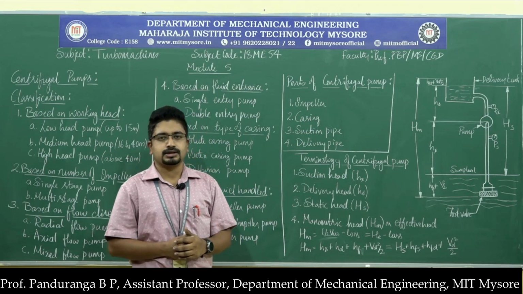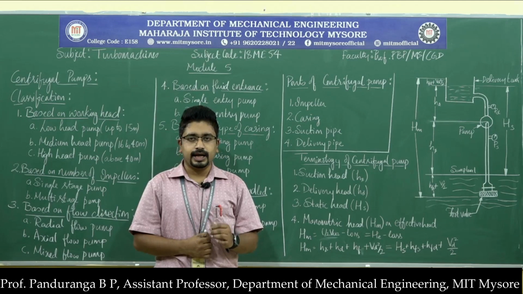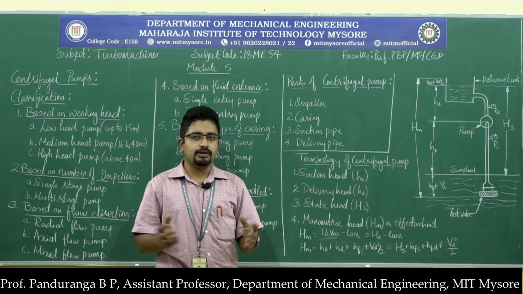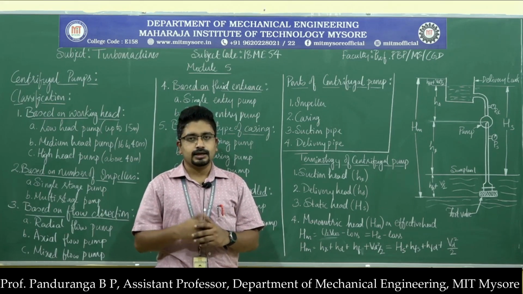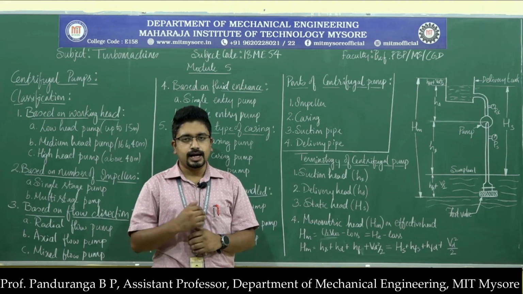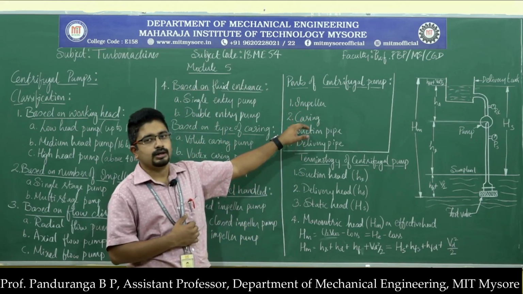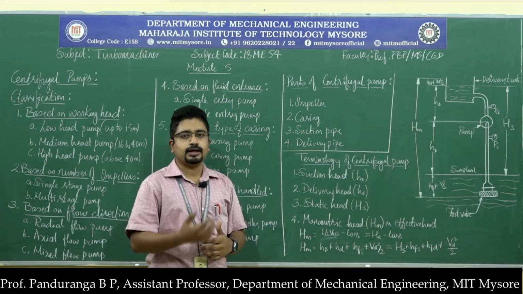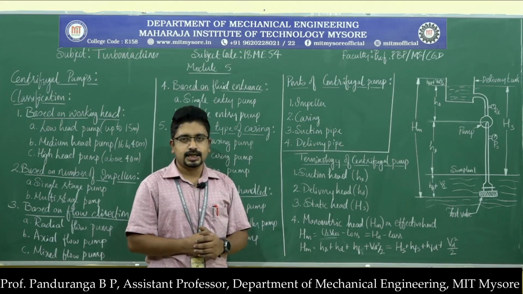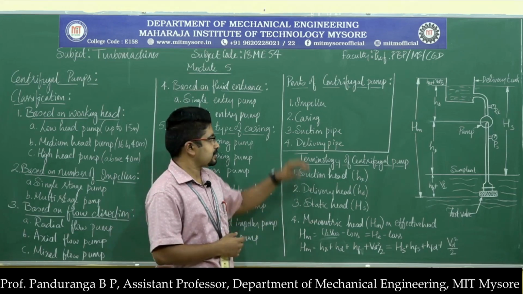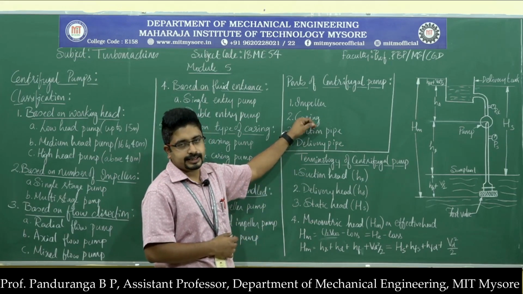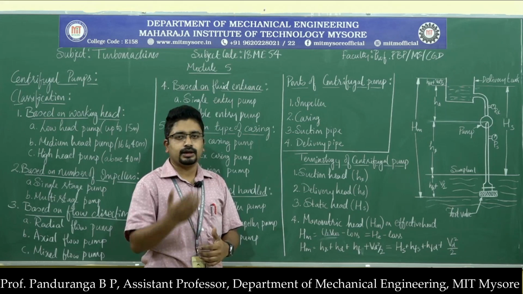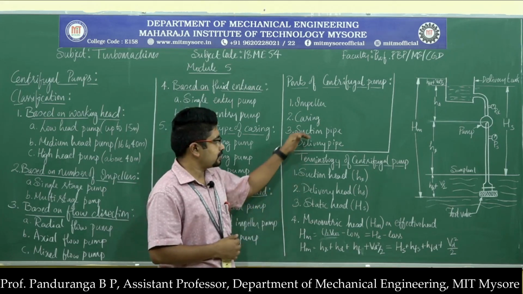Casing is necessary because, as I said, centrifugal pumps are reaction devices, reaction turbo machines, and for a reaction turbo machine we need to have a proper enclosure so that the energy transfer will be efficient and the impeller will be able to transfer a large amount of energy to the fluid. The impeller imparts energy to the fluid in the form of kinetic energy, and that kinetic energy will be converted into pressure energy with the help of the shape of the casing. So the casings will be designed in such a way that they convert the kinetic energy of the fluid into pressure energy. And then we have the suction pipe.